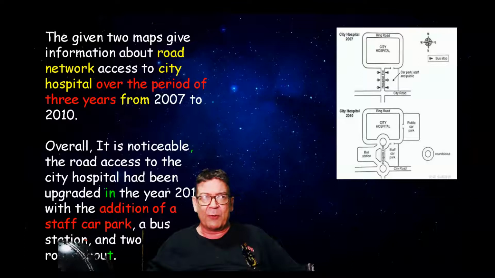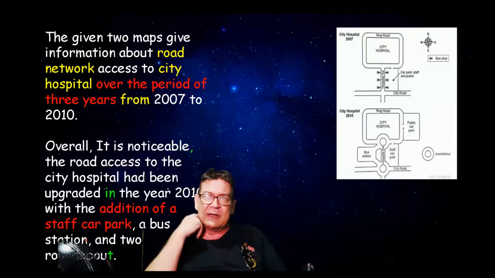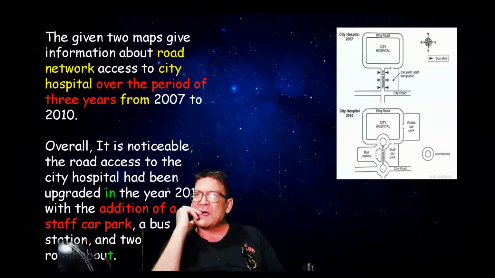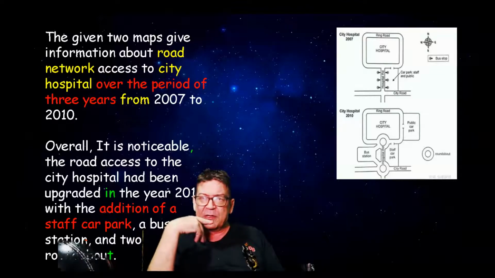Now, the most important part of Task 1 is the overview. It must be clear and it must report the main features. Overall, good start. I is not capitalized in that position. It, small i. It is noticeable. Then we don't need a comma there. So it is noticeable. The road access to the City Hospital had been upgraded by the year 2010. Good use of past perfect.